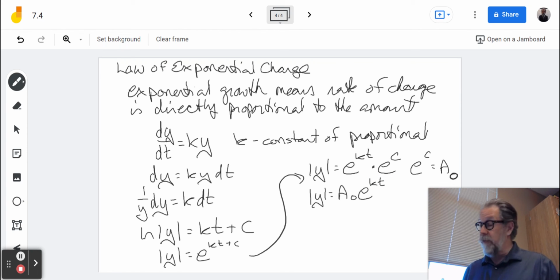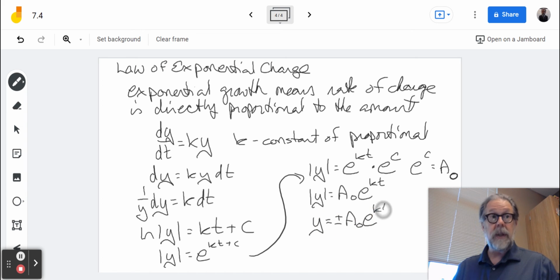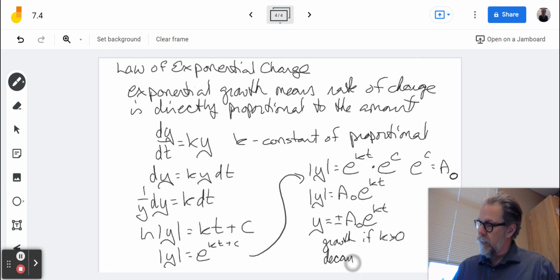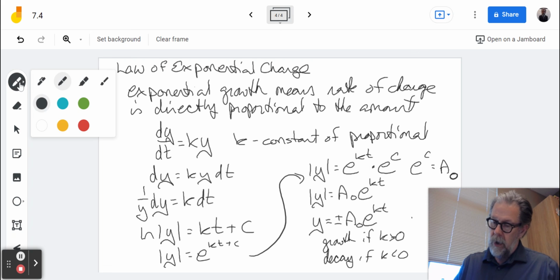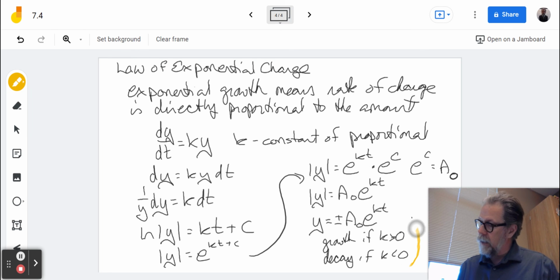And since I've got an absolute value, that means that a sub 0 e to the kt could be positive or negative, which means that y equals plus or minus a sub 0 e to the kt. This is our law of exponential change. We have growth if k is greater than 0, and we have decay if k is less than 0. So we're going to want to highlight that, make sure we make a clear note of that.